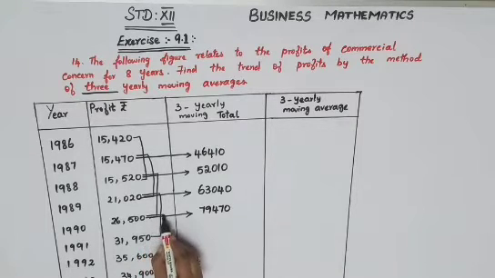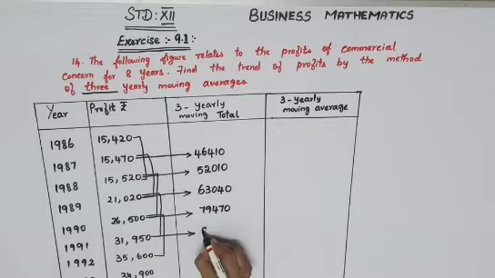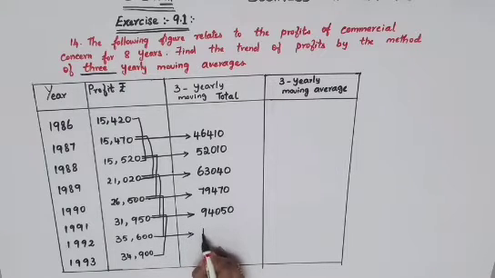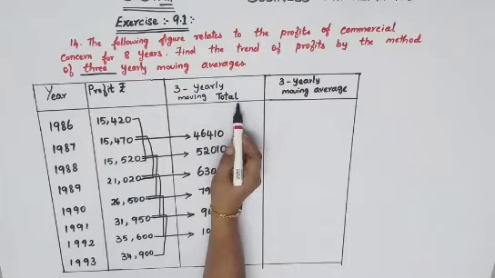The next number is from your arrow mark. Start from here. The next three numbers, and to the middle number you will have to write your total. Adding these three numbers, you will get your total as 94,050. So just see where your arrow mark is. From that number to the last number, and to the middle number you will have to write your total. So the total will be 1,02,410. The 3-yearly moving total you have got.